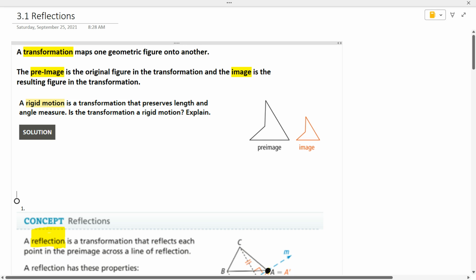So a reflection is a transformation that reflects each point in the preimage across the line of reflection. So what's a preimage? Well, it is the starting figure. It's the original figure. That's what you start with. And the image is what you end with. Okay? So you start at a preimage, you end with an image.